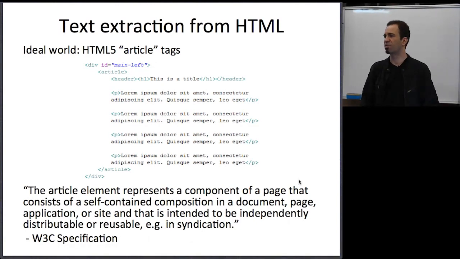So HTML5 is supposed to make this easier. It's got this thing called the article tag. And the article tag, it's just the equivalent of div. It doesn't do anything in terms of how the browser displays it. But the idea is that it's semantic markup. And what it is, it's the web browser, or the page author, telling whoever's reading the HTML, which could be a program that you wrote, that this is the core article.